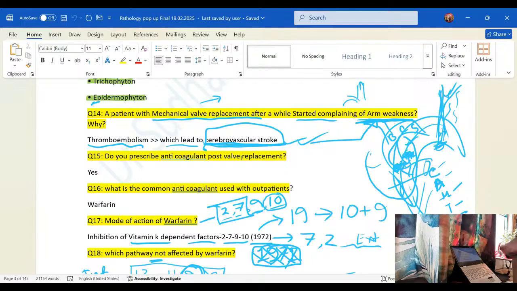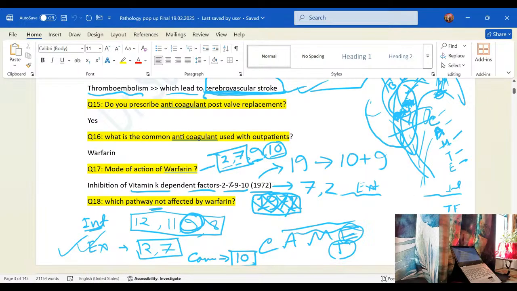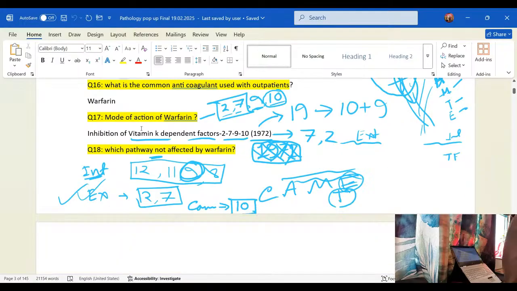Warfarin inhibits vitamin K dependent clotting factors 2, 7, 9, and 10. So, mode of action: it inhibits 2, 7, 9, and 10, and mainly 7, which is the extrinsic pathway. 2 and 7 are the extrinsic pathway, mainly 7. So they will be affected.